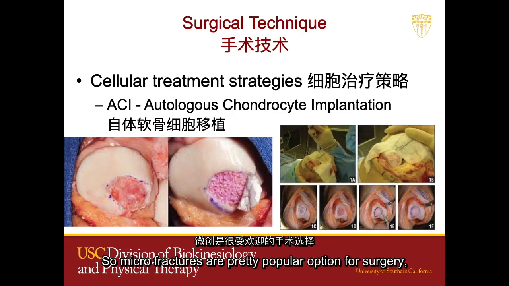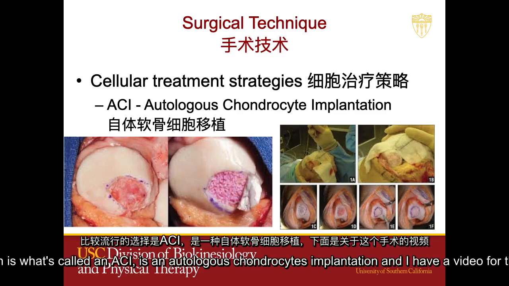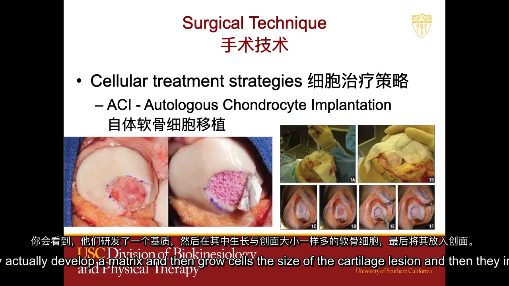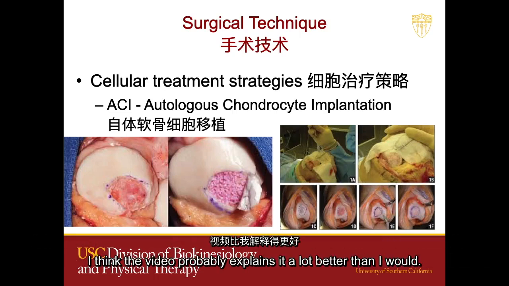So microfractures are a pretty popular option for surgery. The other popular option is what's called an ACI, an autologous chondrocyte implantation, and I have a video for that one as well. What you'll see is that they develop a matrix and then grow cells the size of the cartilage lesion, and then they insert that into the area. So again, I think the video probably explains it a lot better than I would.